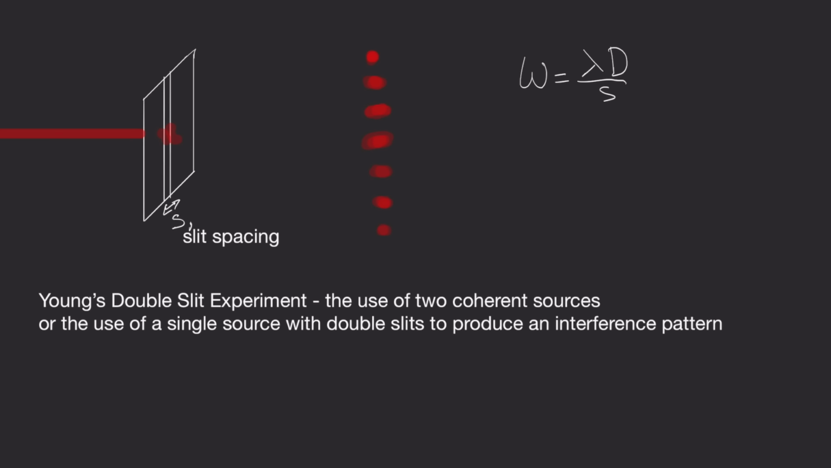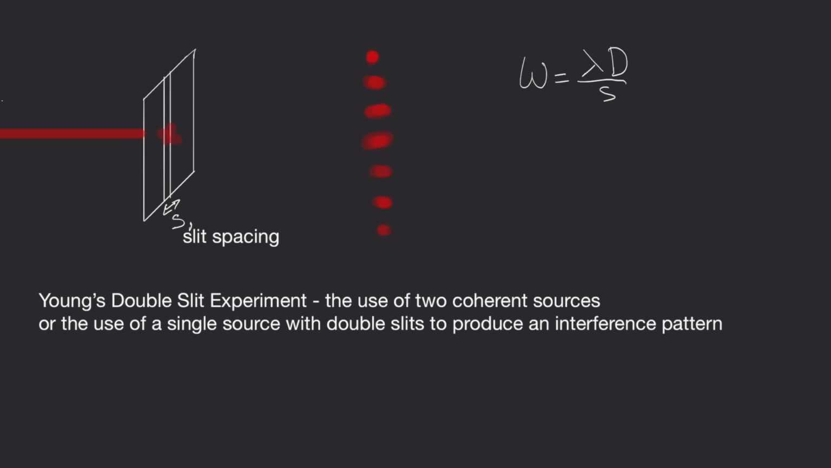And now let's talk about Young's double slit experiment. So this here was one of the original experiments to prove the wave nature of light. What we need to know for the exam is the use of two coherent sources or the use of a single source with double slits to produce an interference pattern. What I've drawn over here is the use of a single source with double slits to produce this interference pattern over here.